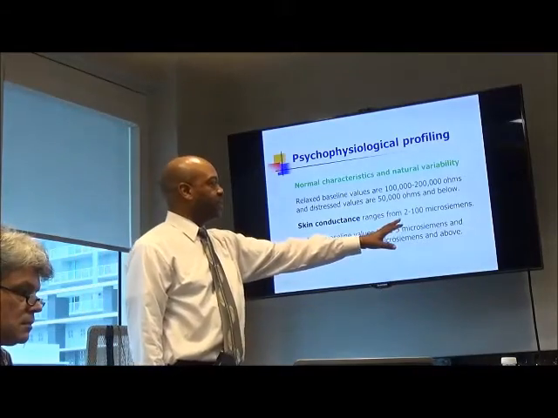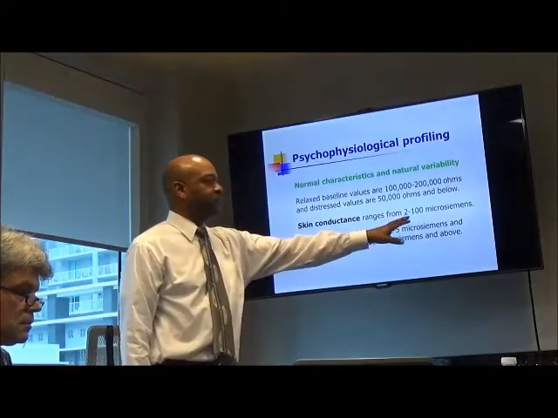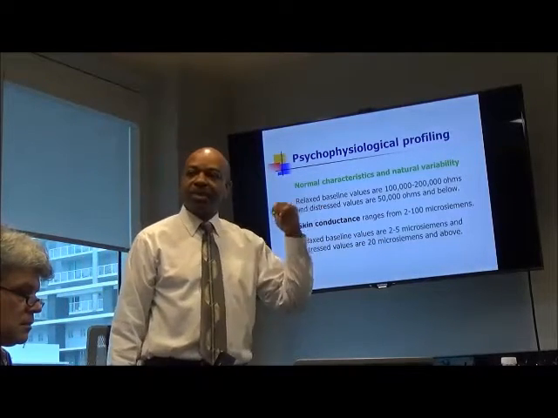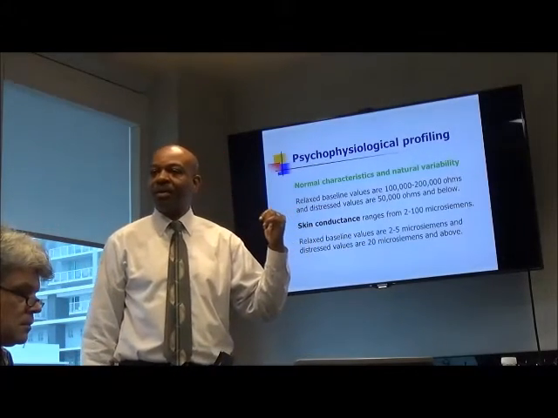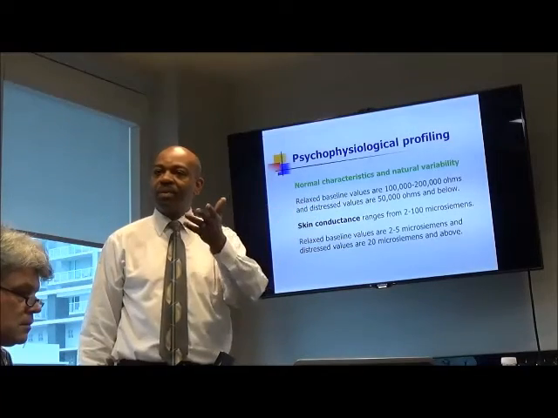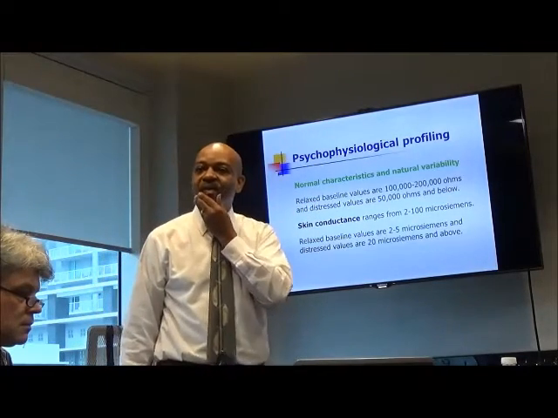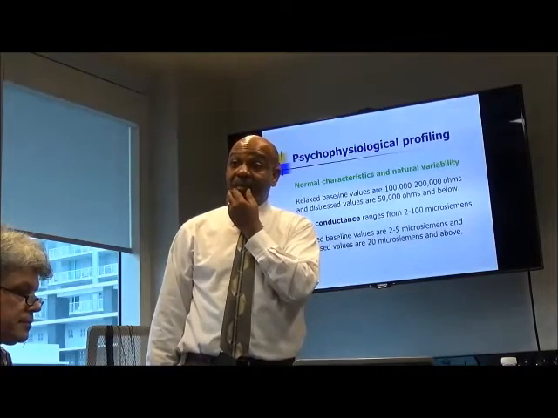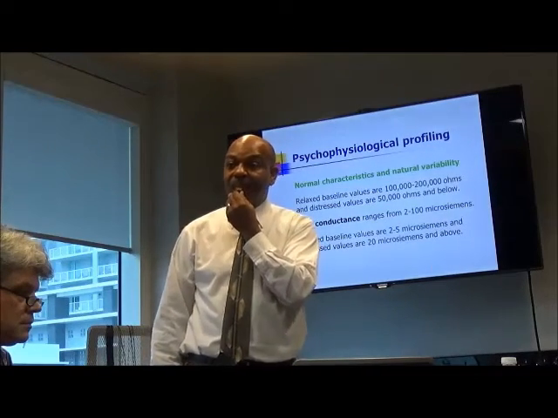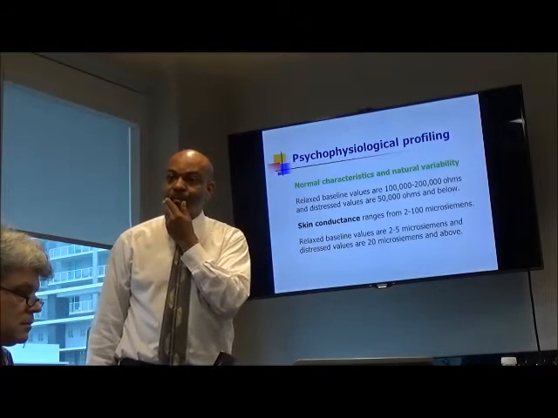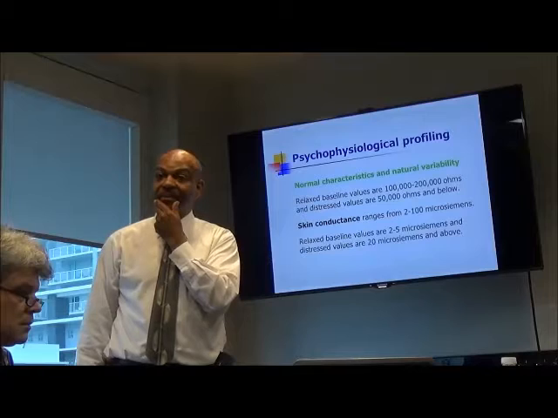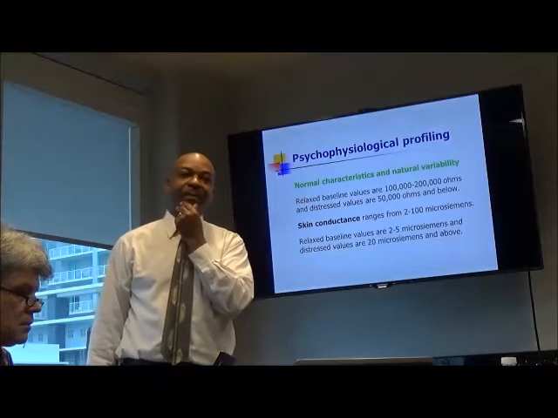Now, this one says the range is 2 to 100, but I don't know if I really agree with that, because you can get readings much lower than 2. In fact, higher than 100 microsiemens. Really? Yes. The scale is from 0 to 200 microsiemens. And you've seen higher than 100? Yes, for example, working with adolescents.